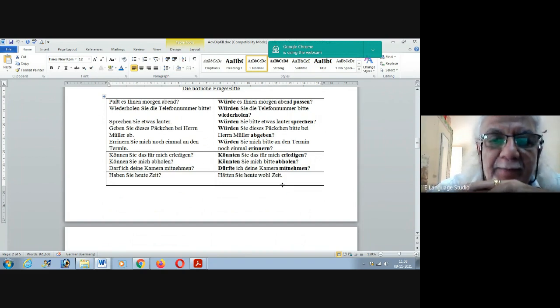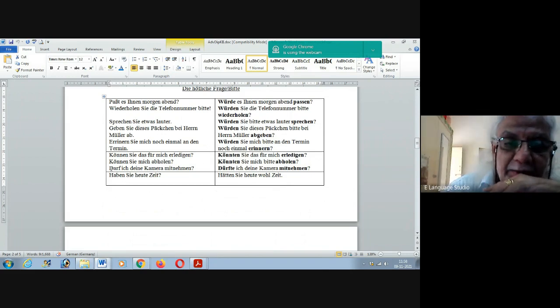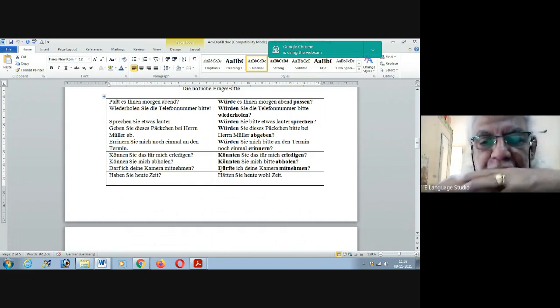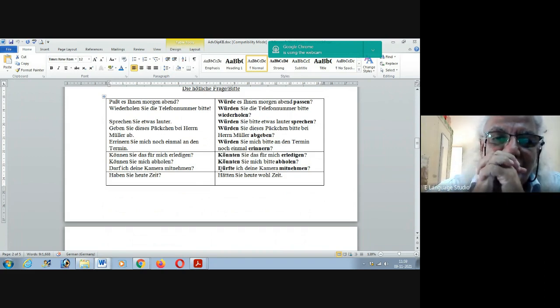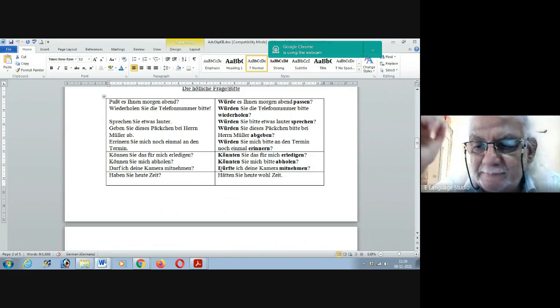Darf ich deine Kamera mitnehmen? May I? You're already asking permission. Throw in a bitte if you want. But K2, dürfte ich deine Kamera mitnehmen? Might I take your camera? Sehr, sehr höflich ist das.